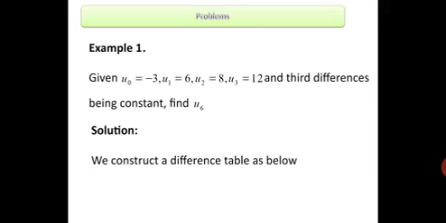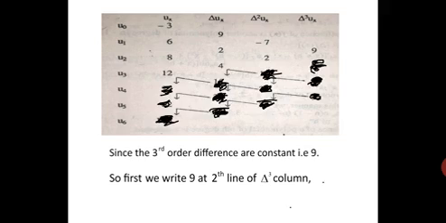Here you can see, they have mentioned that the third differences are constant. Third differences being constant means I can say that delta cube of u0 values all are constant. They are all the same. So it is 9 here, 9 here, 9 here. Why I am taking 3 values? Because if you go on differencing these values, we will get up to 4 values for delta cube.